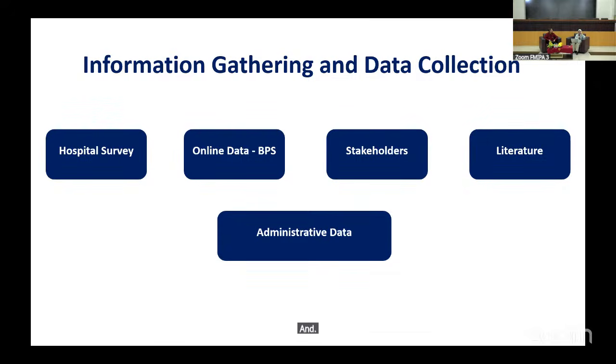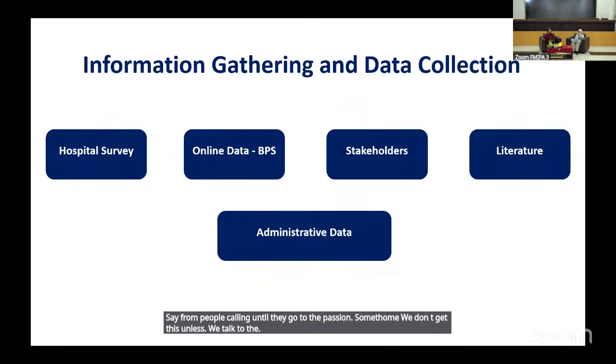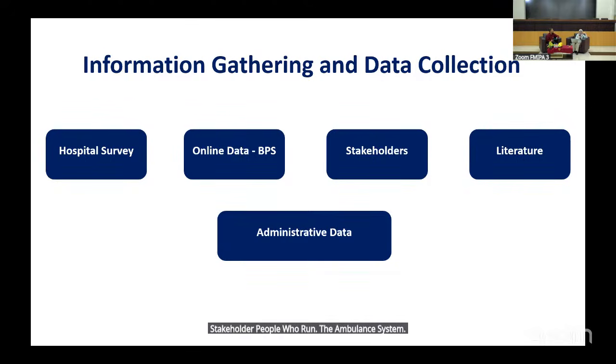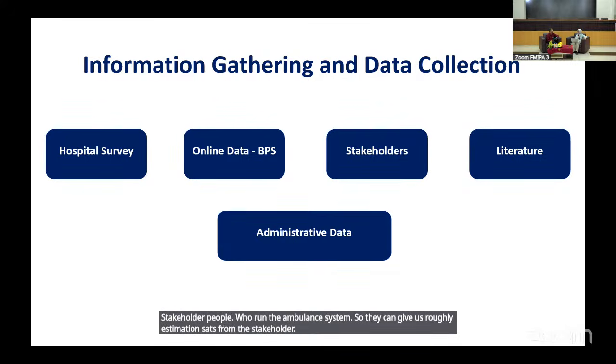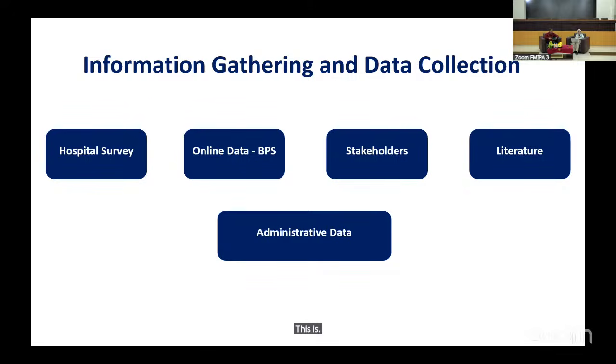And we also utilize data from BPS. They have published data, right? I think we can use that as well. And then we also talk to the stakeholders. For example, for certain data, say, what is the ambulance response time from people calling until they get to the patients? Sometimes we don't get this unless we talk to the stakeholders, the people who run the ambulance system. They can give us a rough estimation. And also from the literature. This is also very important for you data scientists. If you don't have data, say you want to model, you can use information from the literature. Although you have to think about quality, sometimes we don't have any option.